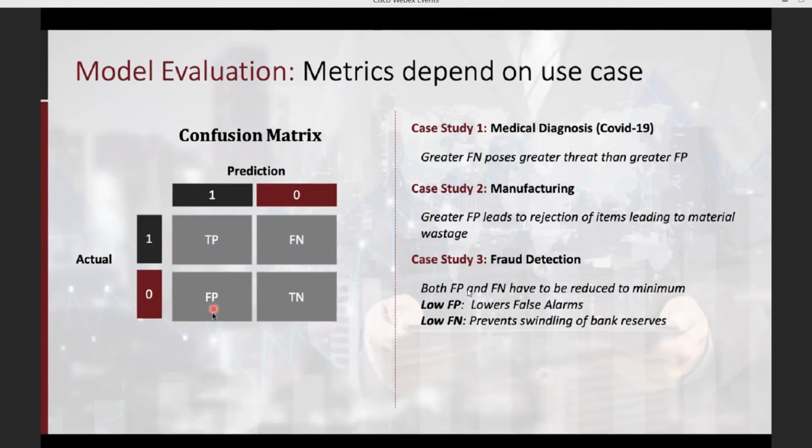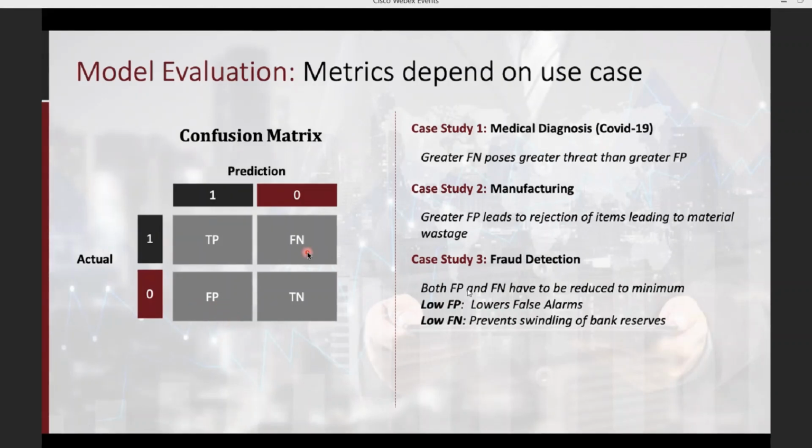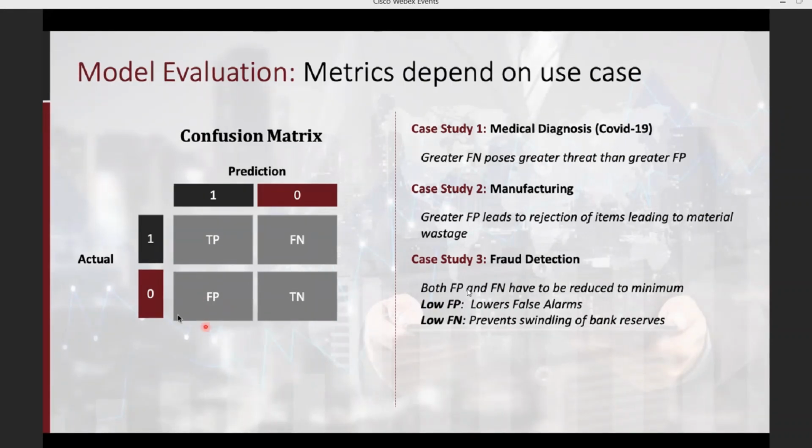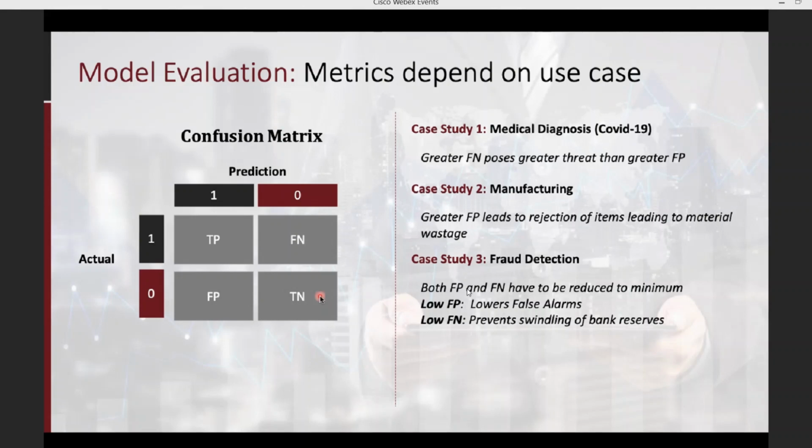False positives are the ones where we are getting false results, but that's not quite as challenging as a false negative, because a false negative person would just walk out and spread the virus. A false positive person might undergo multiple tests later on and will be saved, right? And then true negatives are the ones who didn't have coronavirus, and the model also predicted that he doesn't have it. That's where the interplay of the performance metrics comes into the picture.